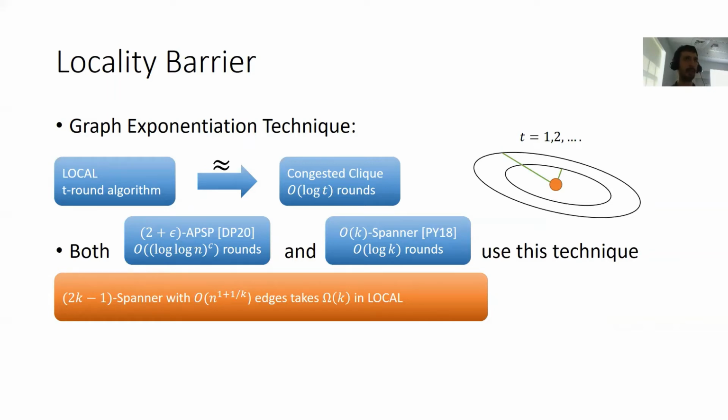And we would like something which is order of 1, so we can't really use this technique. So can we hope for better? Because for several problems in this model and in the MPC model, several problems might be considered tight on the locality barrier.